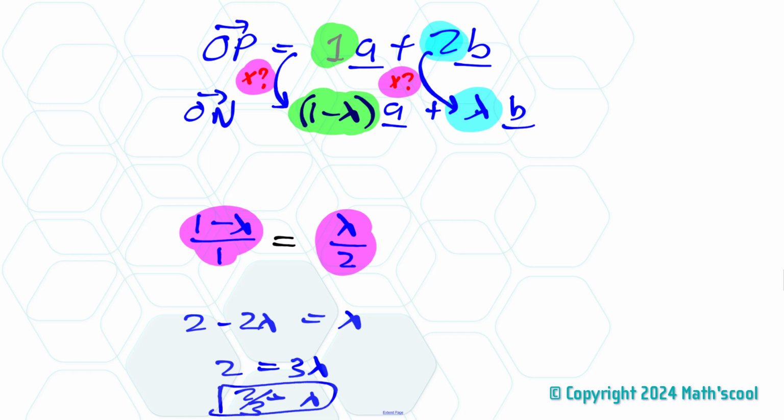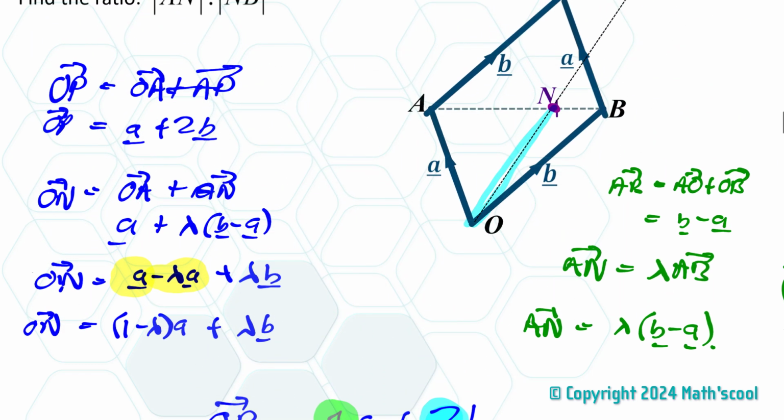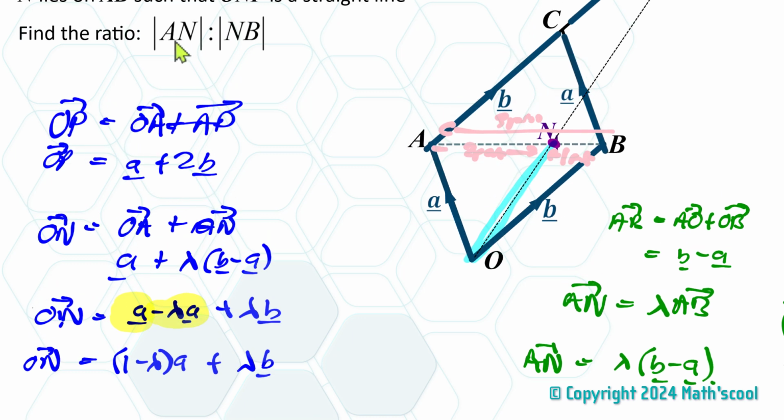Oh, so I was wrong. It was 2/3. This is 2/3 of the way along here. So if you imagine that this is 2 parts, let's go to a pale colour and slightly fatter, if you imagine this is 2 parts, then this would be 1 part, and the whole thing would be 3 parts. And so A to N is 2/3 of A to B. And so the ratio of A to N is 2 parts, and N to B is 1 part. So the ratio is 2 to 1.